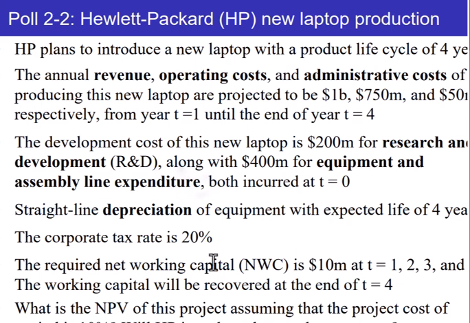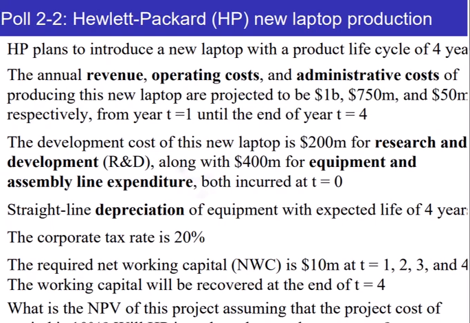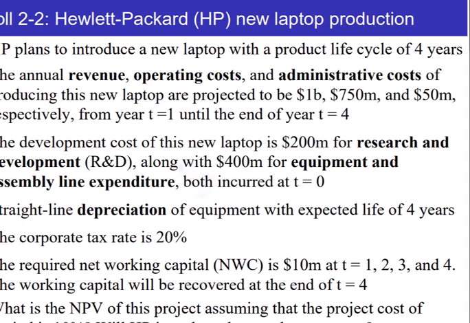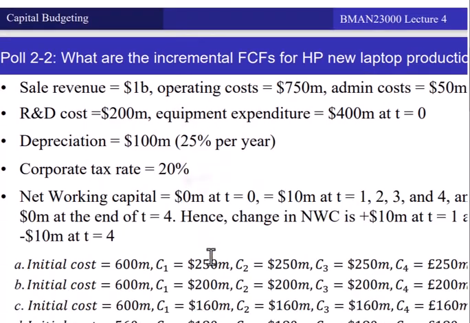The corporate tax is given as 20%, and required net working capital is 10 million at t is equal to 1 to 3 and 4. The net working capital will be recovered at the end of t is equal to 4. So in terms of computing the change in net working capital, you see the increase at t is equal to 1 and it will be reversed. And the project cost of capital discount rate is given as 10%. Given this information, this is just a simple example of what we discussed in the class. A simpler version of the Cisco example.